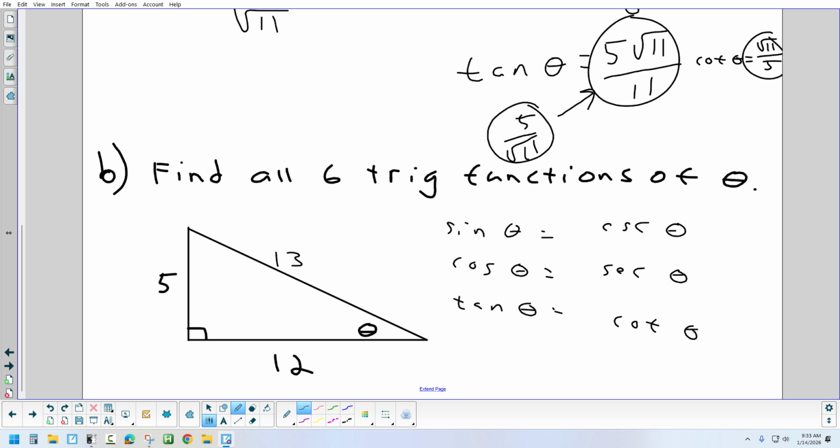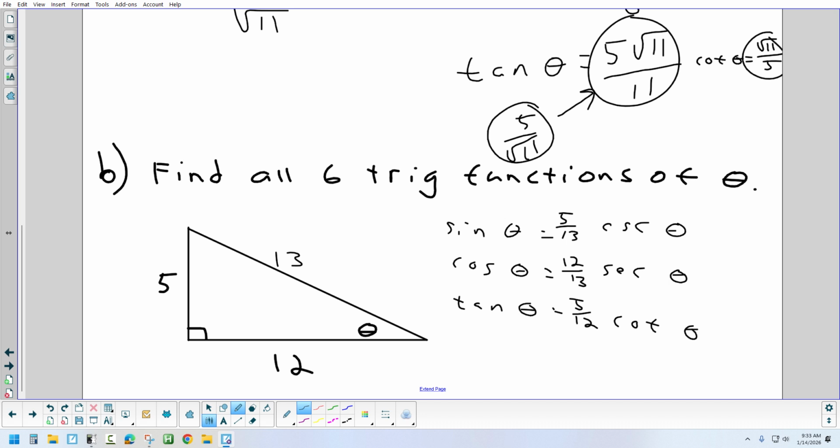What's going to be the sine of theta? 5 over 13. 5 over 13. And the cosine of theta? 12 over 13. And the tangent of theta? 5 over 12.